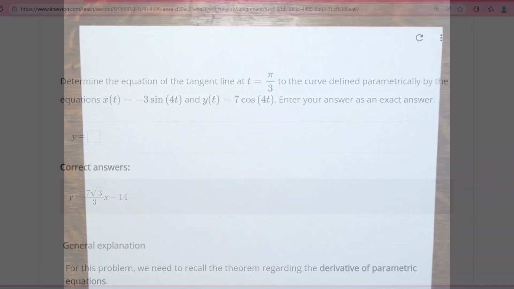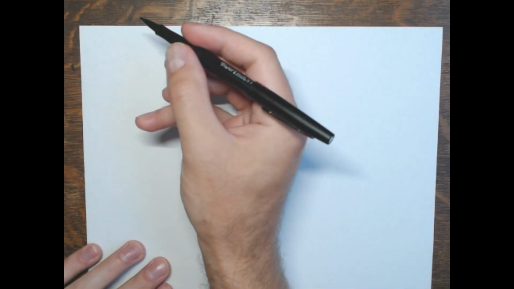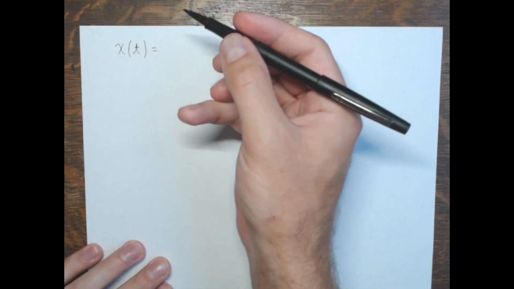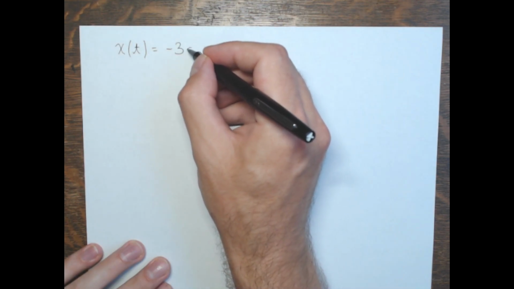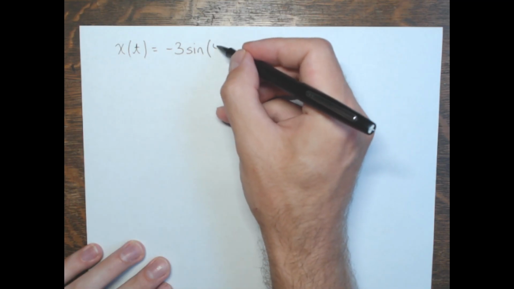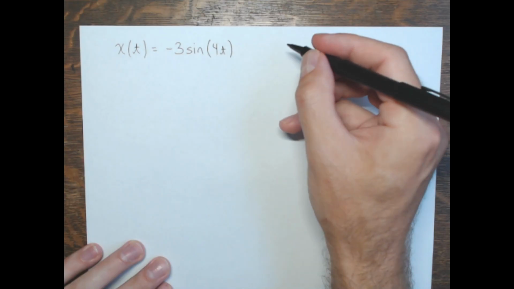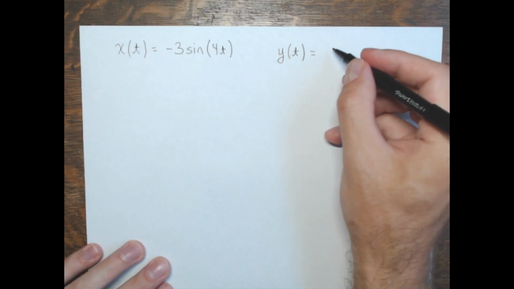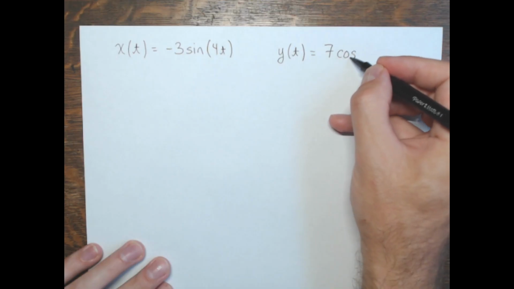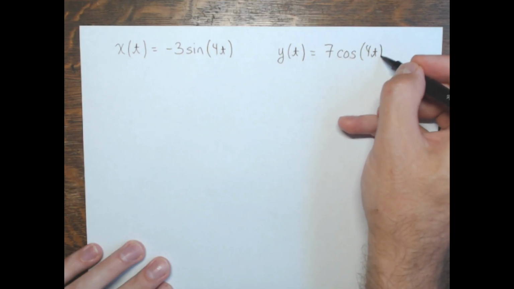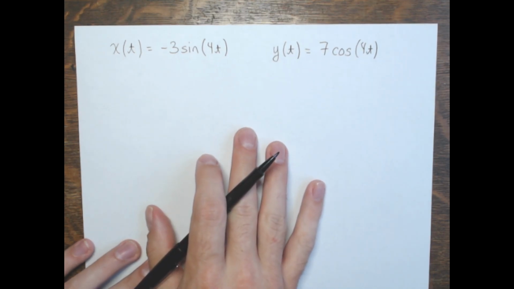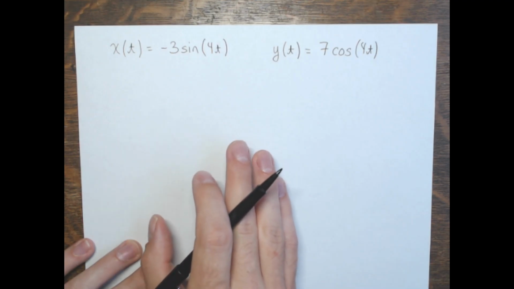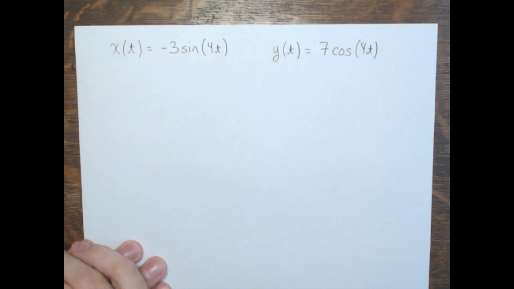All right, so I'll go with some paper to do that. All right, so the parametric equations given, we have x of t is -3 times the sine of 4t, and the y coordinate, y of t, was 7 times the cosine of 4t. Okay, so in order to write the equation of a line, right, we're trying to find the tangent line to the curve traced out by these at a particular value of t.